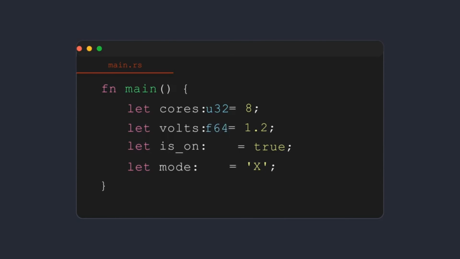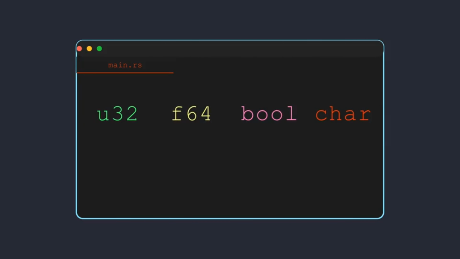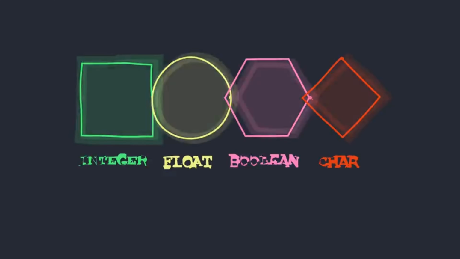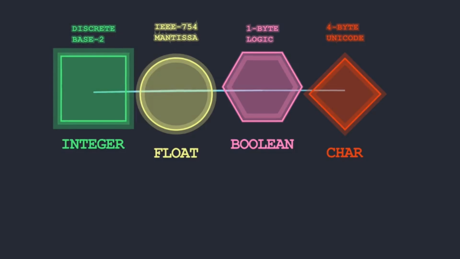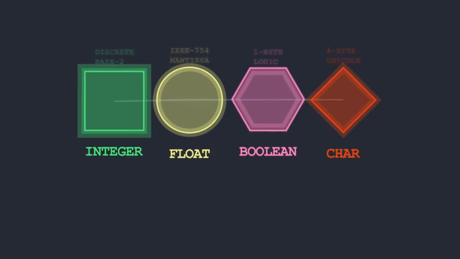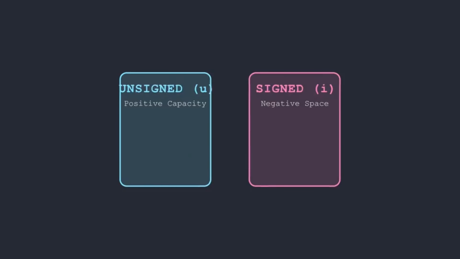Every high-performance Rust program starts right here. But no matter how complex your logic gets, it all boils down to 4 atomic building blocks. Your scalar types: integers, floats, booleans, and characters. One variable, one absolute value. Let's break them down. We start with the bedrock of computation: integers.